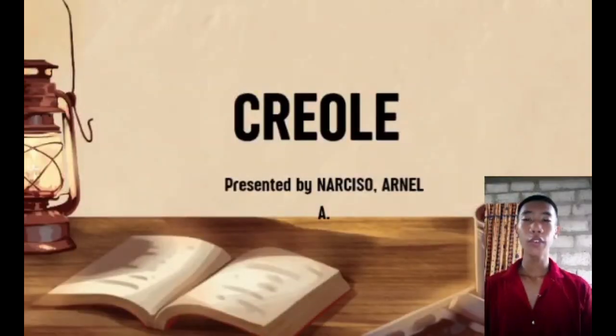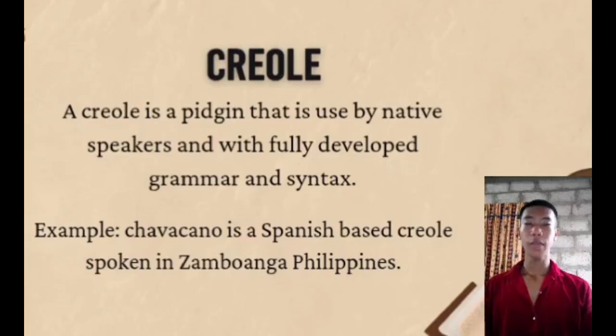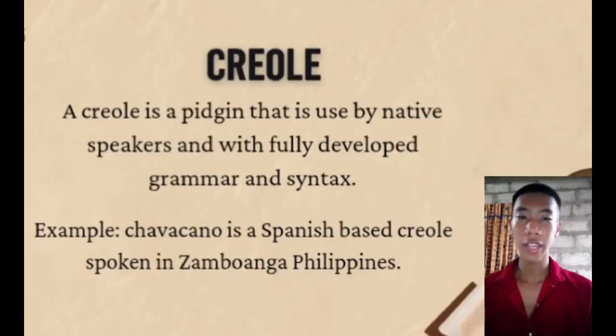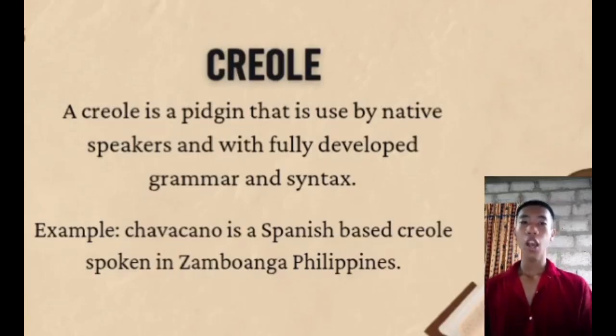So now let's move on to Creole. Creole is a pidgin that is used by native speakers, with fully developed grammar and syntax. A Creole begins as a pidgin, which is a simple mix of languages used for communication between people who do not share a common language. Over time, when children grow up speaking this pidgin as their first language, it becomes a Creole.